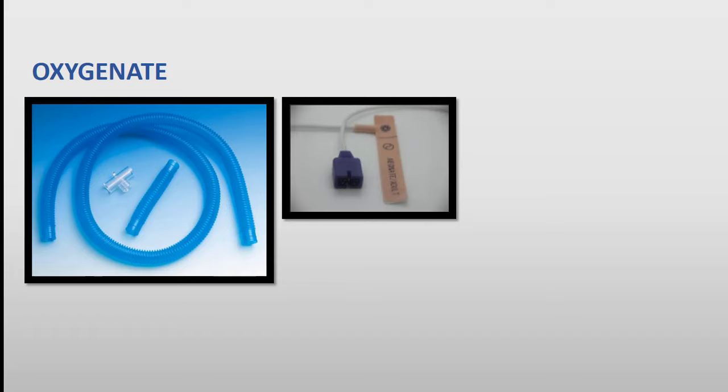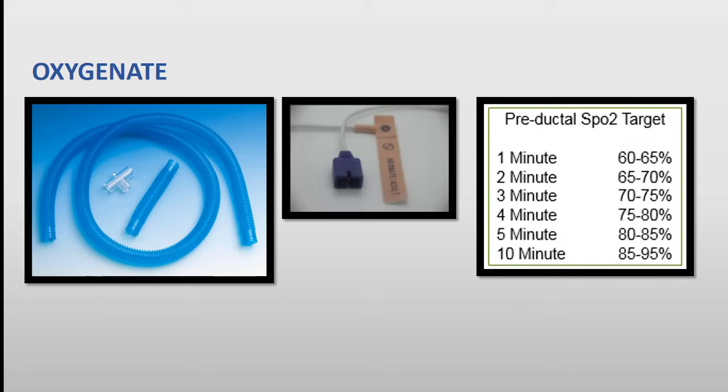We will need an O2 sensor for the baby, and definitely a list of the preductal SpO2 target levels in the baby. As you remember, during the circulatory discussion pre-delivery, the baby is sustaining somewhere around 60% oxygen level in the blood during intrauterine life.